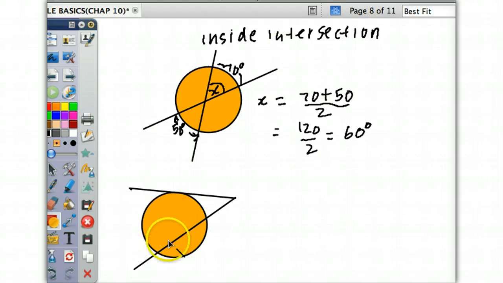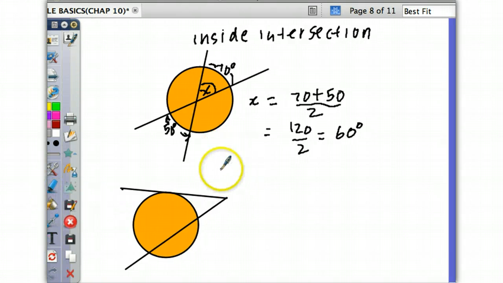All right, go ahead and draw this. We've got an intersection on the outside now, so let's say outside intersection.